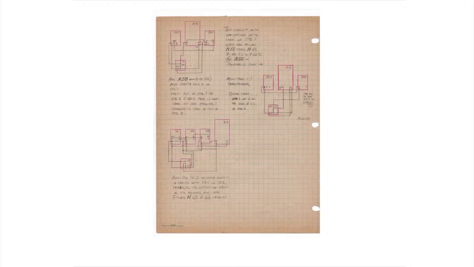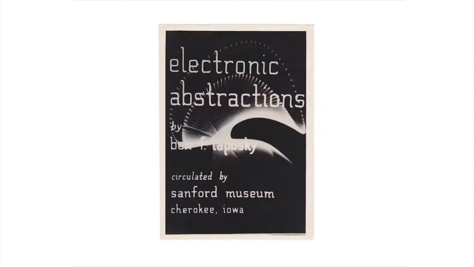Ben began this oscillonic work in 1950. 2 years later, he had photographed thousands of non-objective abstract forms. From over 6,000 of these oscillons, a collection of 50 black and white images were exhibited. The Sanford Museum in Cherokee held the debut exhibition in 1953.